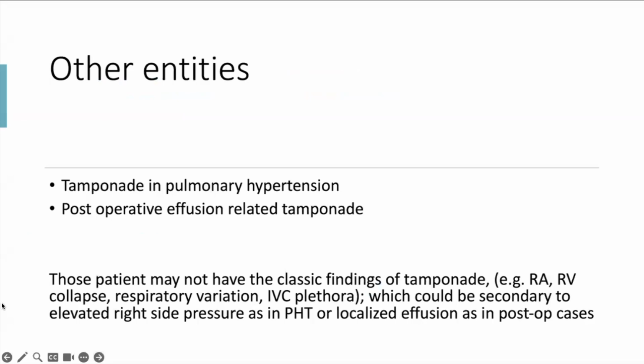There are other ones that I'm not going to talk about in detail either, one of them called tamponade in pulmonary hypertension, and postoperative effusion-related tamponade. The reason why I wanted to bring these up is that they don't really have the classic findings of tamponade. For example, in pulmonary hypertension, because the right-sided pressures are high, patients can be in tamponade, but you won't find RA collapse or RV collapse, because the pressures inside the chambers are elevated. And in the case of postoperative effusion-related tamponade, because it can be localized, let's say, close to the right atrium or right ventricle, you won't really see the classic findings and the collapse of all chambers except that one, but it will have a hemodynamic effect on the patient.